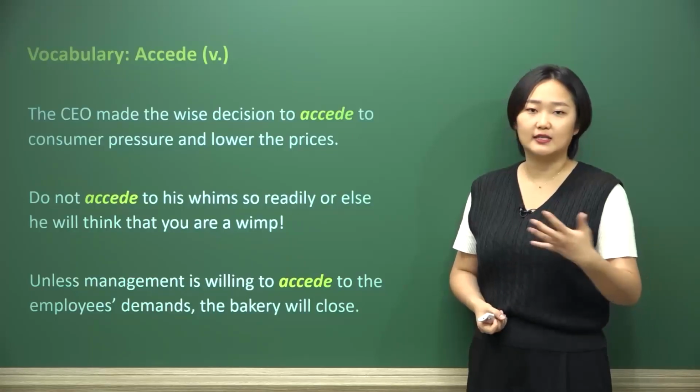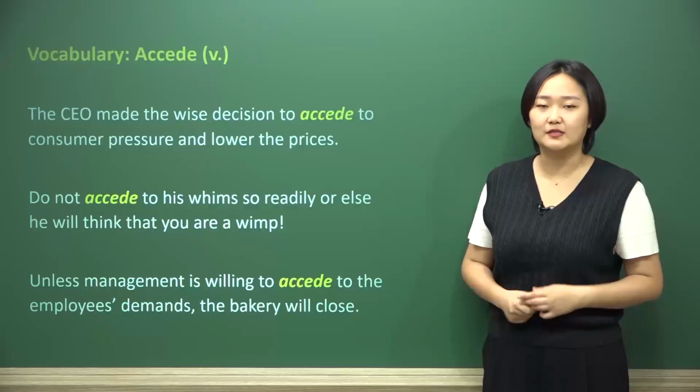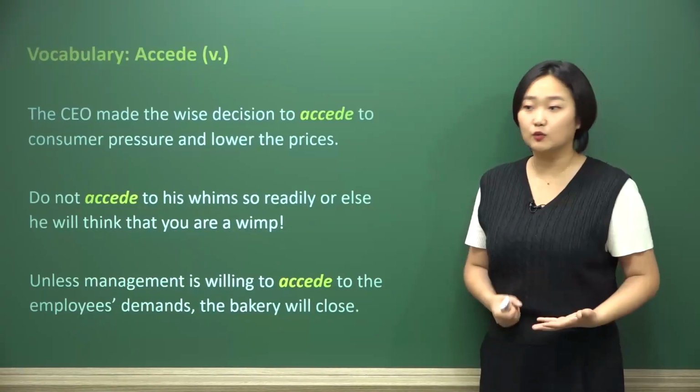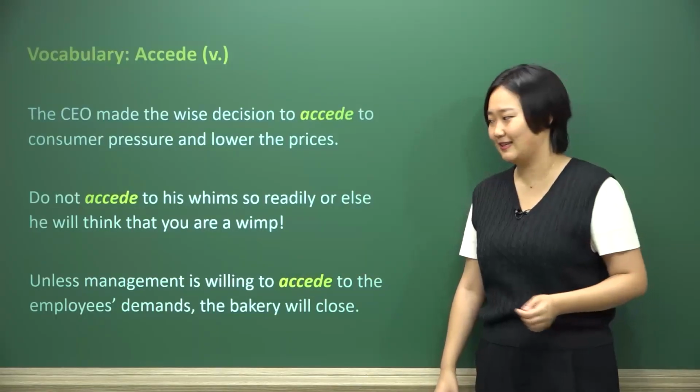If somebody asks you constantly, hey, can you do this for me? Can you do this for me? Do not simply accede to the whims so quickly, so easily. Don't just simply agree or consent or say you will do it, or else this person might think that you're a wimp. At least that's what the sentence is saying.